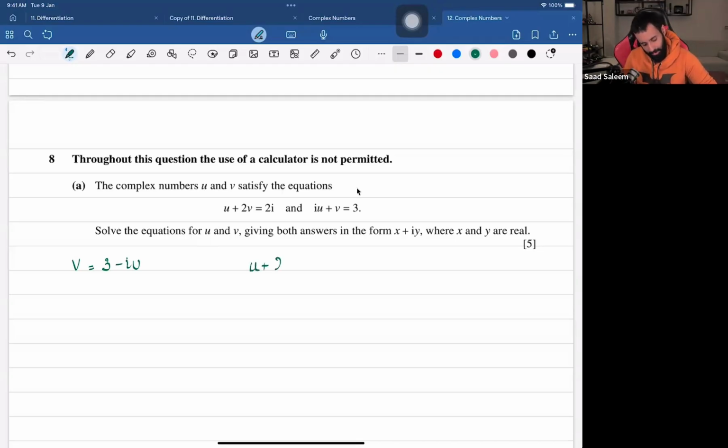So u plus 2, in place of v, it's going to be 3 minus iu, which is equal to 2 iota.